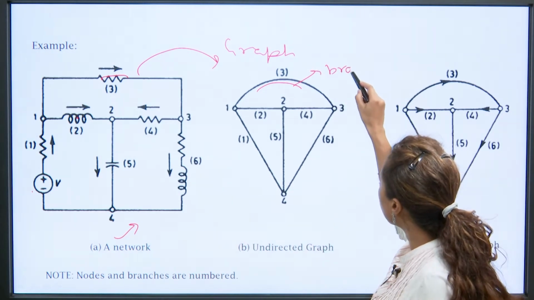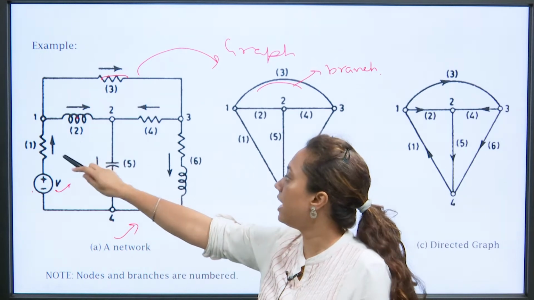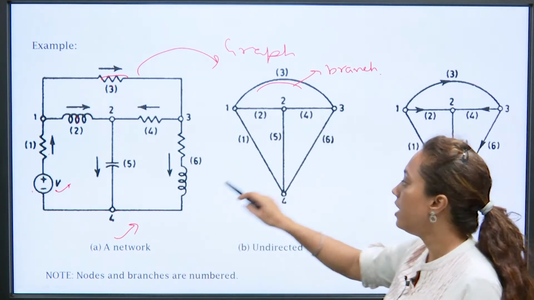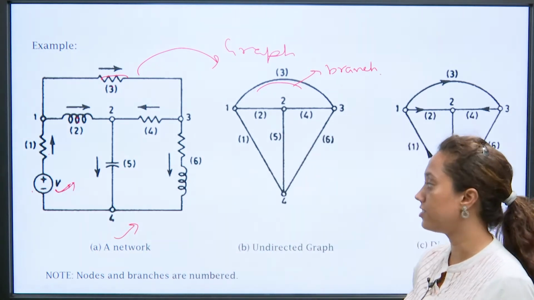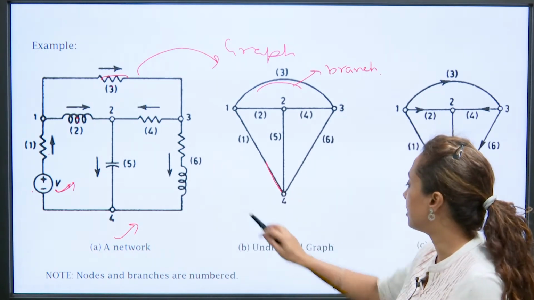Now each element, see resistance, inductance, resistance, every element is shown by a line. Now this voltage source has to be replaced by its internal resistance, so it has been short circuited here. So this is the graph of it.